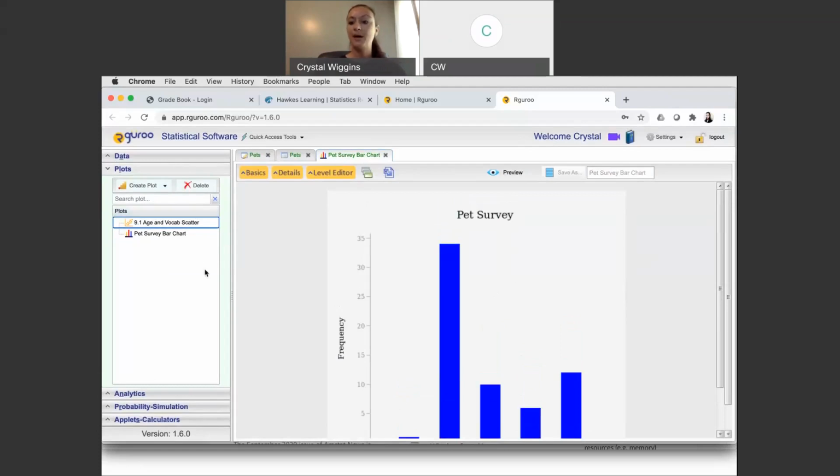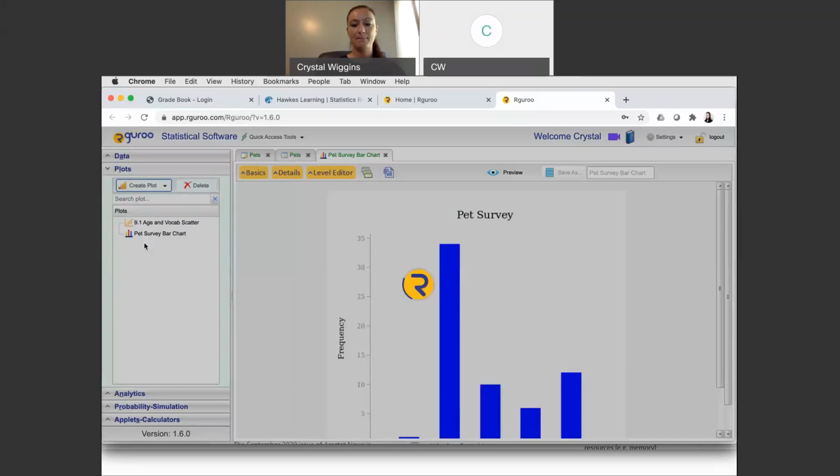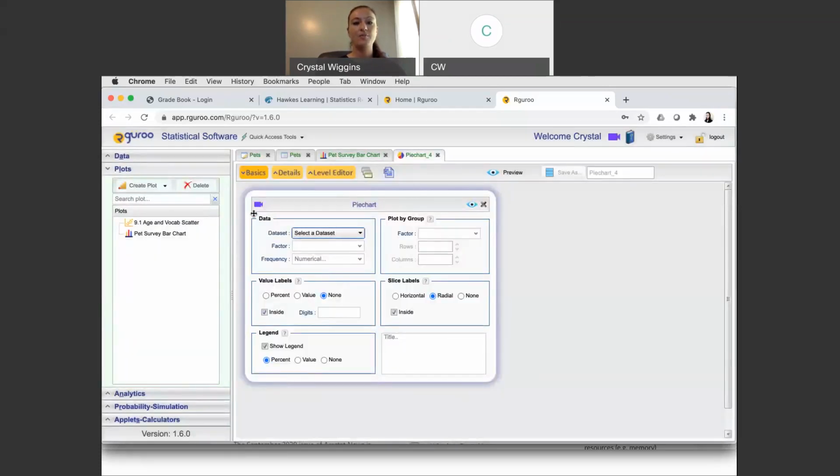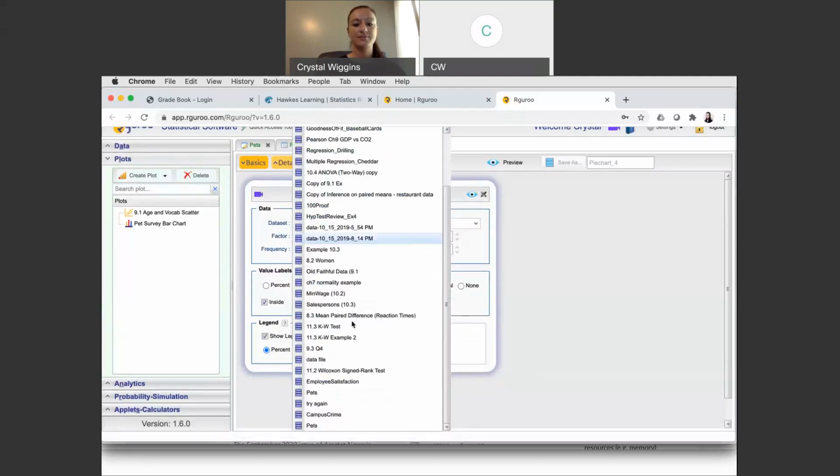Now let's create a pie chart. So we're going to go back to create plot, and I'm going to go to pie chart. I don't need to clear this out because notice everything I'm doing is creating a new tab. So let's go to pie chart. Again, if you needed help, you would select this video and watch it, and it'll walk you through all these different window panes. So let's select our data set first.